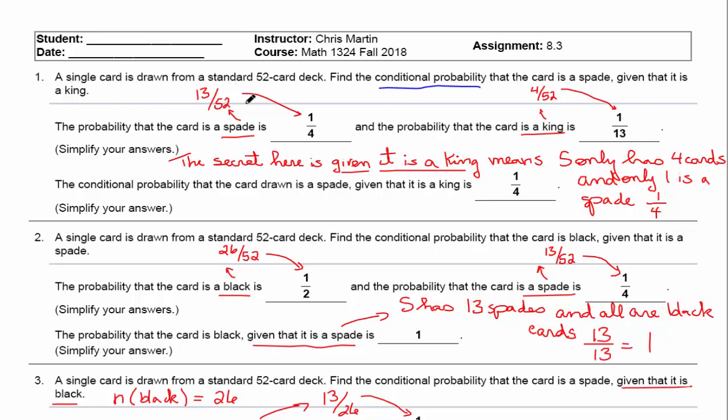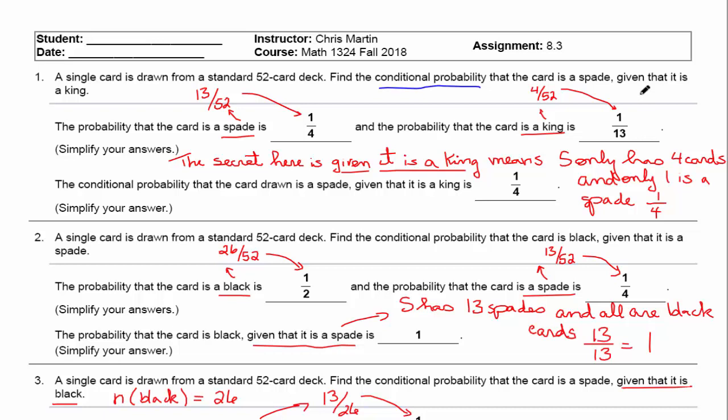Here we have a single card drawn from a 52 card deck. Find the conditional probability that the card is a spade given that it's a king. Now you can get into all the fancy formulas, but the secret is, given we know it's a king, how many kings are in the deck of cards? There's only 4 of them. So my sample space really is only 4 at that point, because I know it has to be a king.